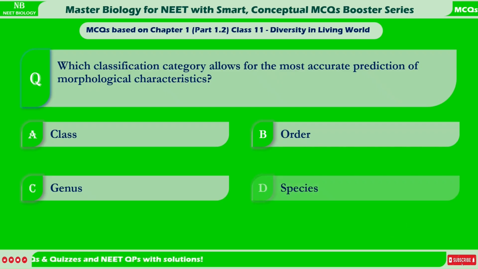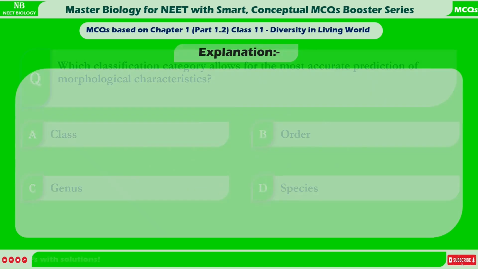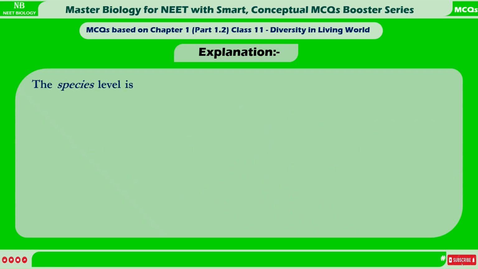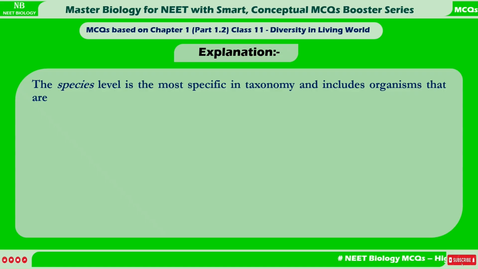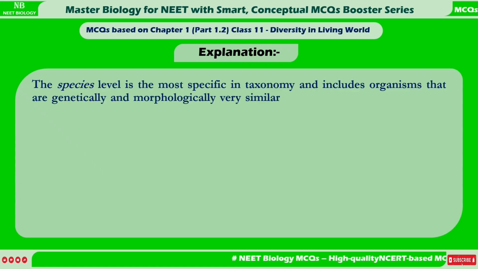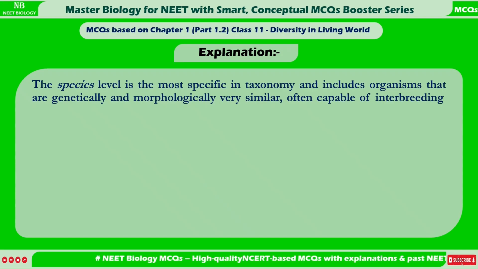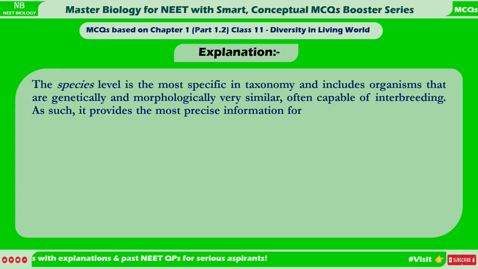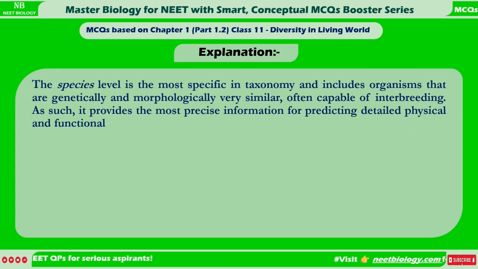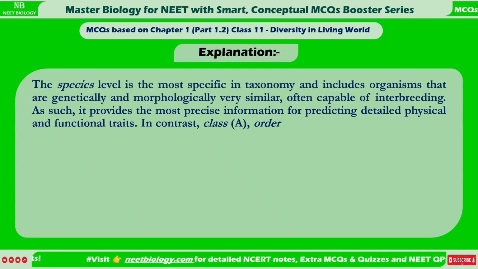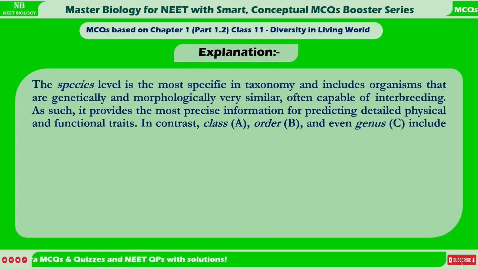Correct answer is D. Species. Explanation: the species level is the most specific in taxonomy and includes organisms that are genetically and morphologically very similar, often capable of interbreeding. As such, it provides the most precise information for predicting detailed physical and functional traits. In contrast, class (A), order (B), and even genus (C) include a wider range of organisms and thus allow for less accurate morphological predictions.